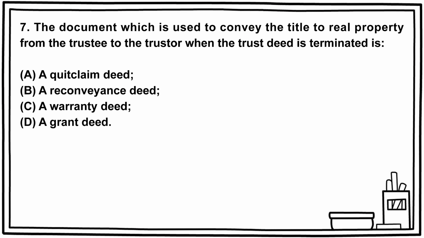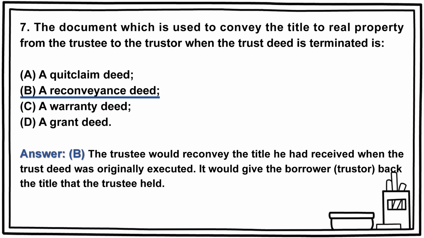7. The document which is used to convey the title to real property from the trustee to the trustor when the trust deed is terminated is: A. A quitclaim deed. B. A reconveyance deed. C. A warranty deed. D. A grant deed. Answer: B. The trustee would reconvey the title he had received when the trust deed was originally executed. It would give the borrower, trustor, back the title that the trustee held.